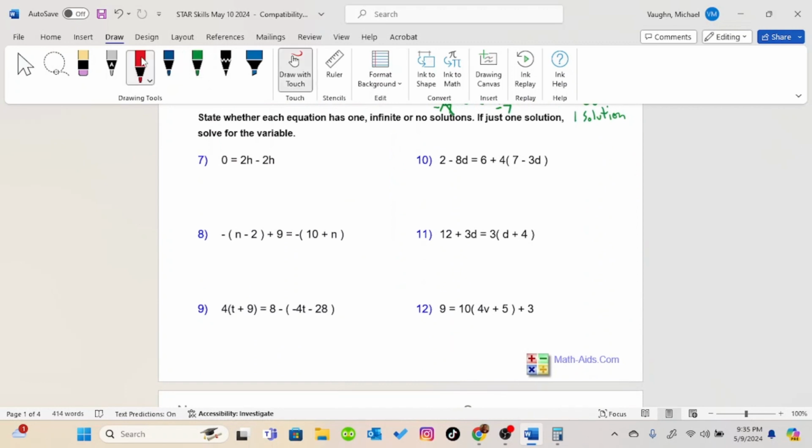On the bottom half of the page, state whether each equation has one, infinite, or no solutions. If just one solution, solve for the variable. So number 7, we can combine like terms on the right, and we have 0 equals 0. Since these are the same, this is infinite solutions.